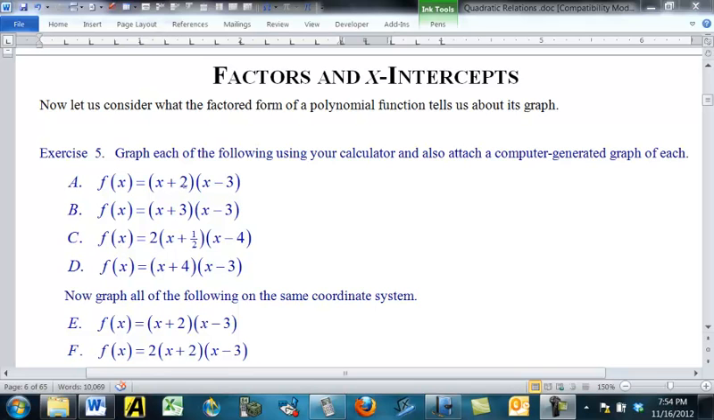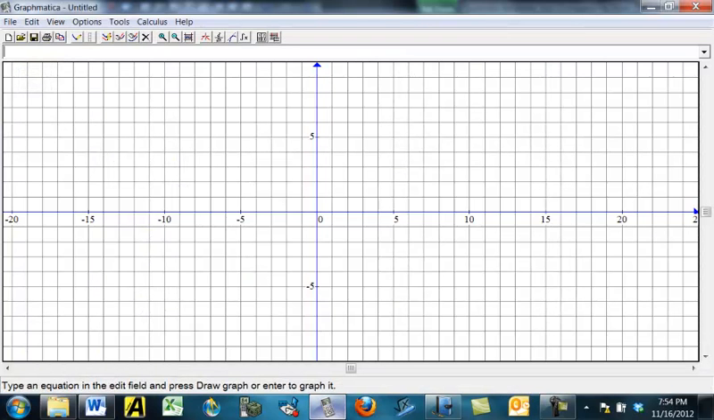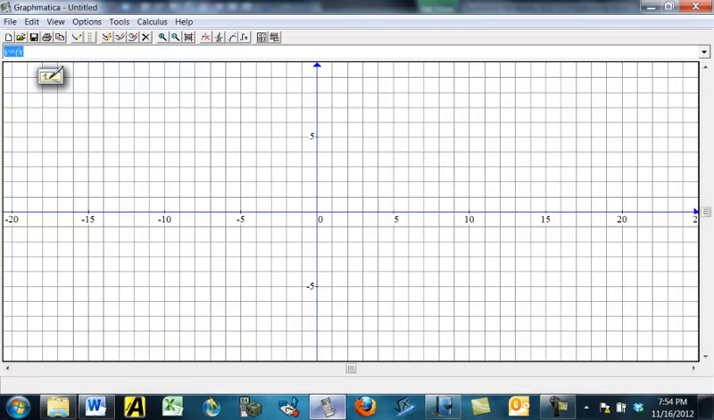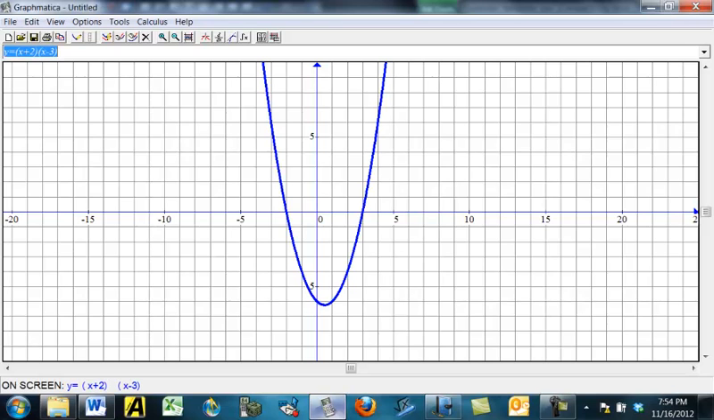So let's take f of x equals x plus 2 times x minus 3, and I'm going to graph it here in Graphmatica. So y equals x plus 2 times x minus 3. Now, there's the graph. Okay, that's interesting.